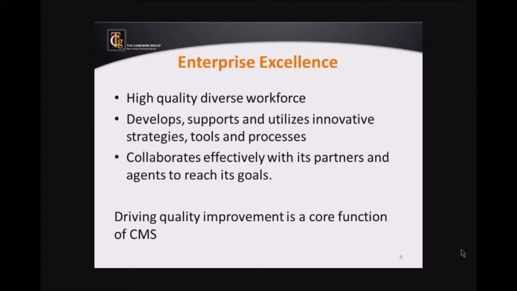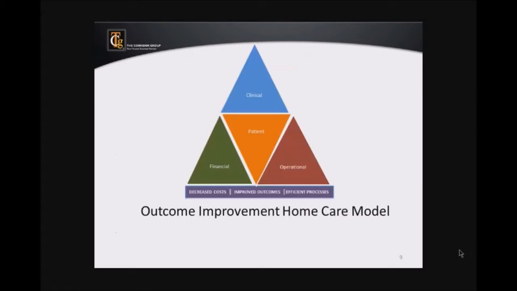Collaborating with partners, or as they stated, collaborating effectively with partners and agents to reach goals. With today's costs of providing care and the specialization that has occurred, I believe we've come to a place where we often can't do it all by ourselves. As you consider solutions to agency problems, consider who could partner with you to supply that need. It's a win-win for you both. Driving quality needs to be a core function of home health agency staff, not just management, but all staff.